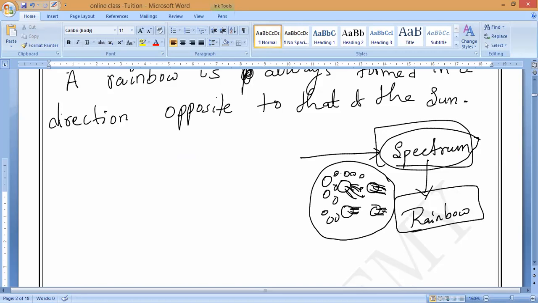So who is causing the dispersion of light here? Who is acting like a prism? The tiny droplets, raindrops, or we can say water drops in the atmosphere, they act like tiny glass prisms and they disperse the sunlight into a spectrum. Is it okay, guys? Yes or no? So that is what you should remember. Please write it, all of you.